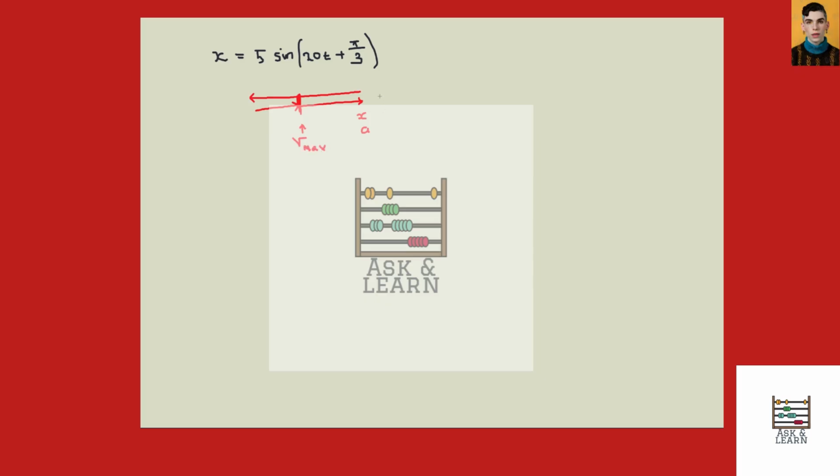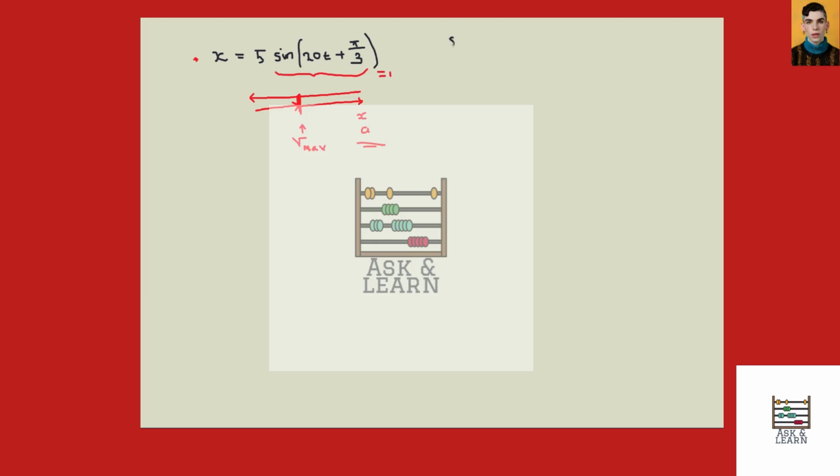So the first part of this question wants us to work out at which point the velocity first reaches zero. So from this, we know that that is when the displacement is at a maximum, so at this point in the motion. So what we want to do is see at which point this expression here for the displacement is at a maximum. And we know that is when sine(20t + pi/3) is equal to 1.